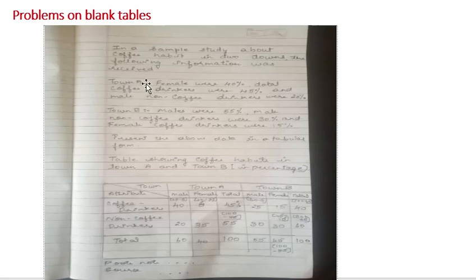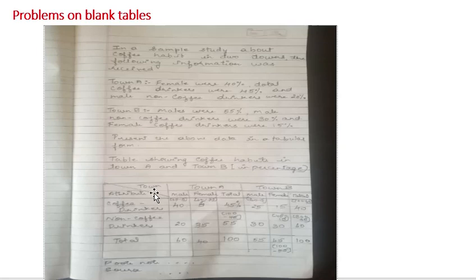So we can find out there are 2 towns, town A and B. Then they have divided female, and female means there will be male. Okay, so male and female. Then we have coffee drinkers and non-coffee drinkers. Next, town B, if you see, male were 55%. Male non-coffee drinkers were 30% and female coffee drinkers were 15%. Present the above information. Now this is given not in numbers but in percentage. So a table showing coffee habits in town A and town B in percentage.